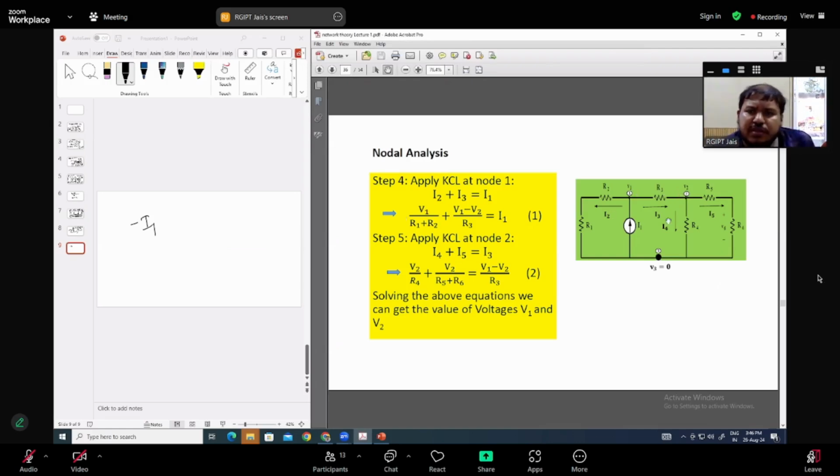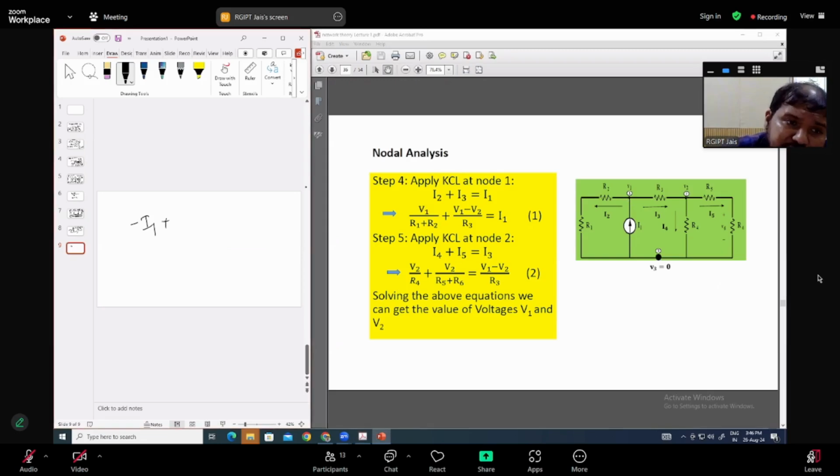So for this branch, you have written the current going into the node, so minus I1. For this branch, you have considered that the highest voltage is at node 1. So if the highest voltage V1 is greater than 0, definitely current will be flowing in this direction, from bottom to top. What is the current that will be flowing? We don't know the current value, but the direction we know. The direction is coming out of this node.